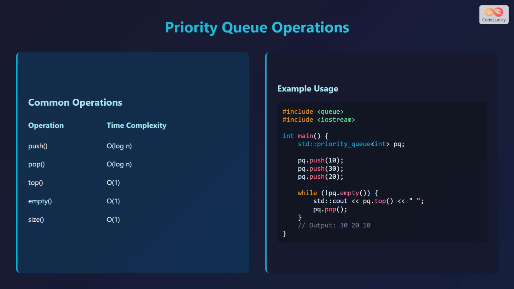Next, use a while loop to iterate while the queue is not empty. Inside the loop, print the top element and then pop it from the queue. The output will be 30, 20, and 10, demonstrating that the elements are processed in descending order.